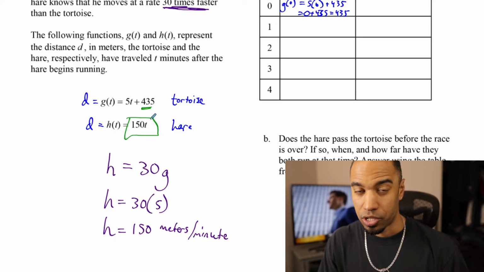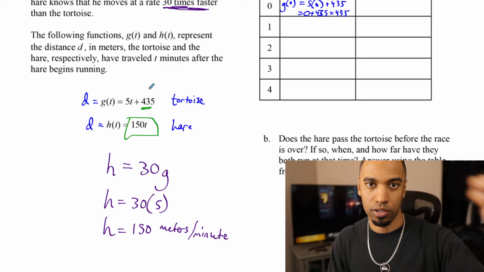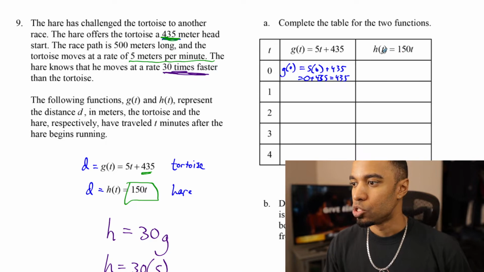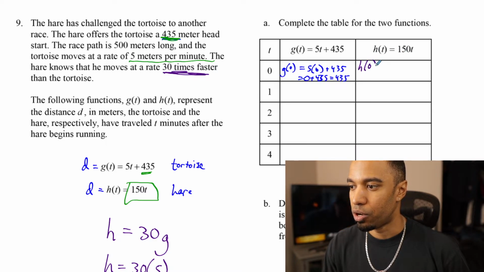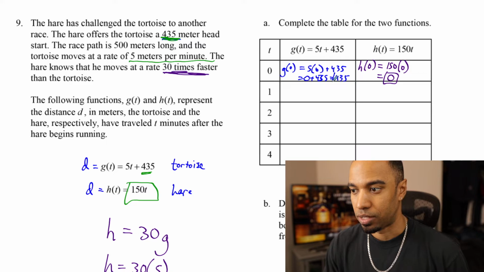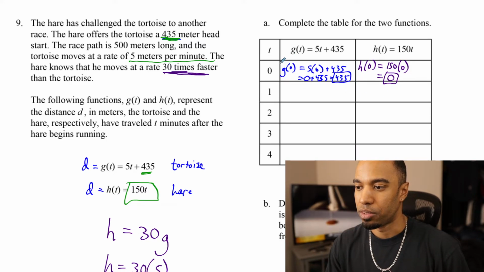Now, there's no y-intercept because the hare starts at the starting line, so to speak, whereas the tortoise is way ahead at 435. That's where we're getting that information. So when we do h of 0 equals 150 times 0, after 0 minutes, the hare is 0 meters into the race because the race technically just started or hasn't started or what have you. This is where they are to start with.